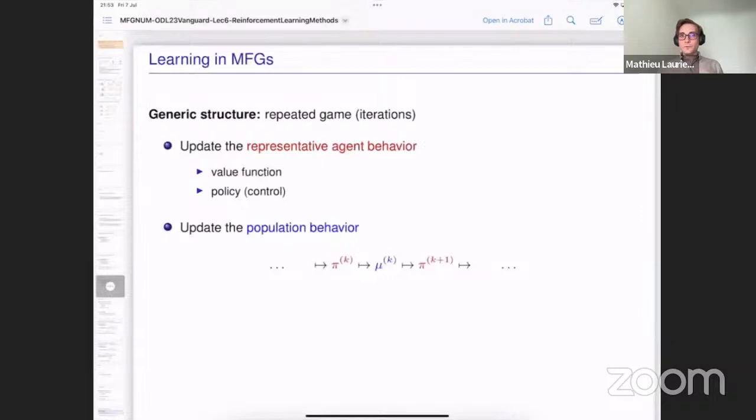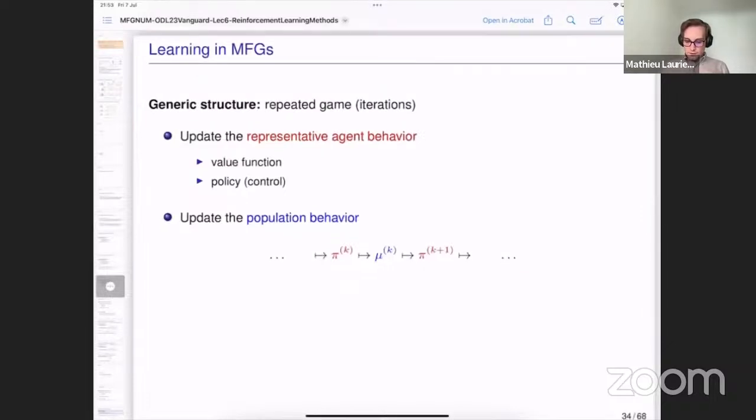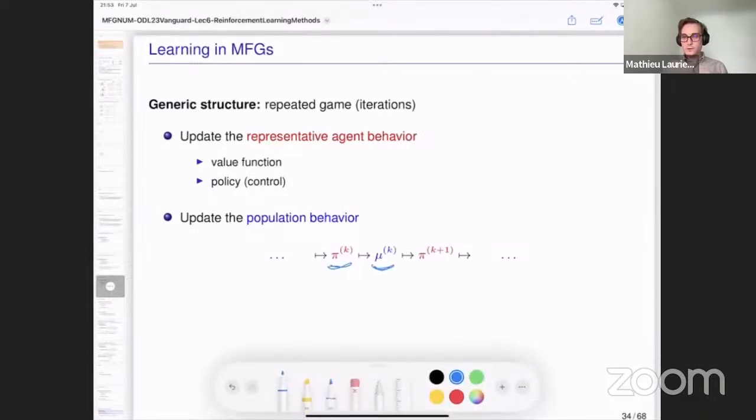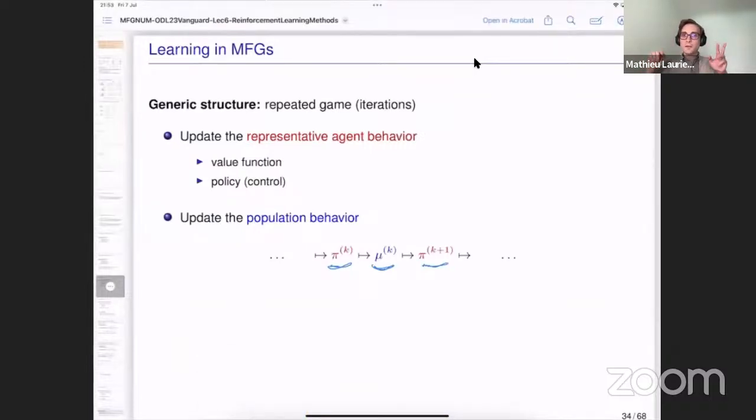So the generic structure will be the following. At each iteration, say k, you have a current policy. You deduce what happens if everyone uses this policy, and then you update by computing, for example, a best response. In fact, it doesn't have to be that strict, as I described here. Maybe you can do some averaging along the way. Maybe you can do a greedy policy instead of taking a best response, or something like this. So there are many variations. But the idea is you iteratively update pi^k, mu^k, pi^(k+1), mu^(k+1), etc. So this is what I would call the meta algorithm.